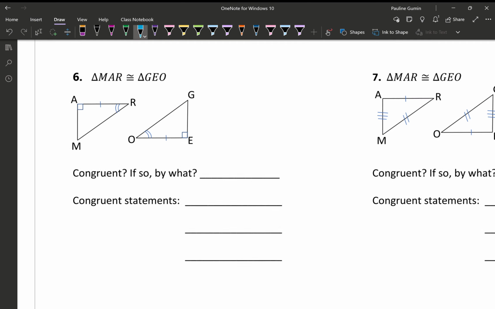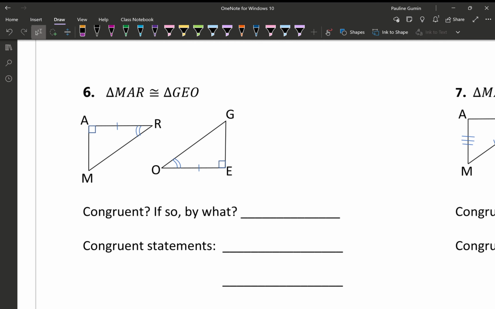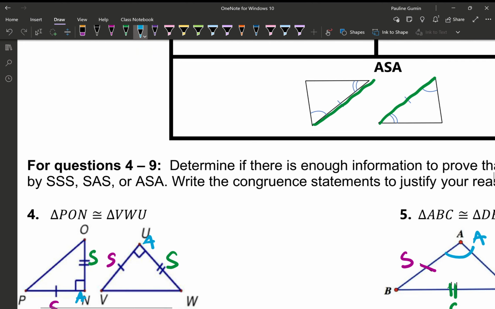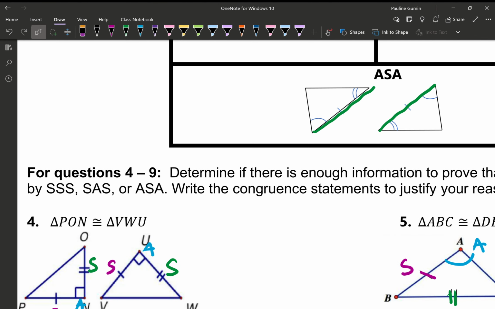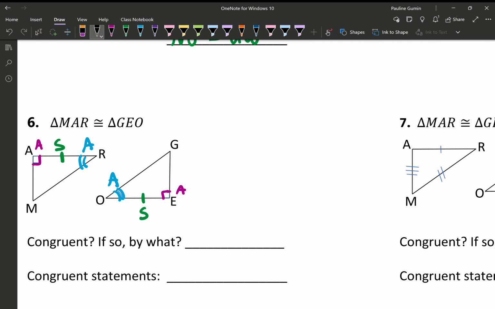All right. Number 6, let's do the same thing that we did before, label some angles and sides. Okay, so I have an angle here that's a 90-degree angle, and I have it here too. Perfect. I have a tick mark and a tick mark, so 2 sides. And then I have a second angle. Right, I got two angles and a side. Is this an angle side angle sandwich? Meaning, is the side directly in between the two angles like it is in this picture? Sure is. So they're congruent by angle side angle.